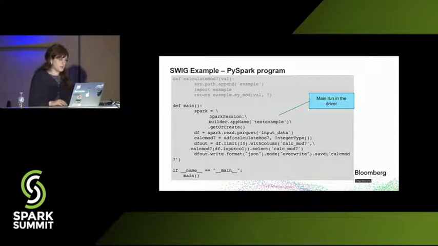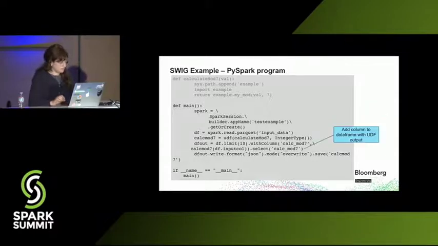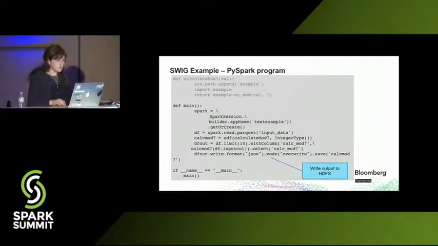And then you would write your main wrapper where you can start in the driver, you can start a Spark session, you can read some input data, you can then wrap your UDF. And then, for example, what we could do with it is take our data frame and add an extra column which calls this function on it, and then write our output to some file. With this PySpark program, we're going to write our output to HDFS.